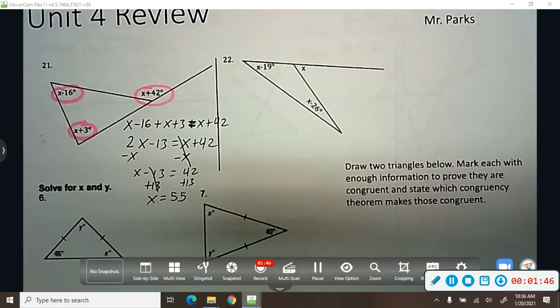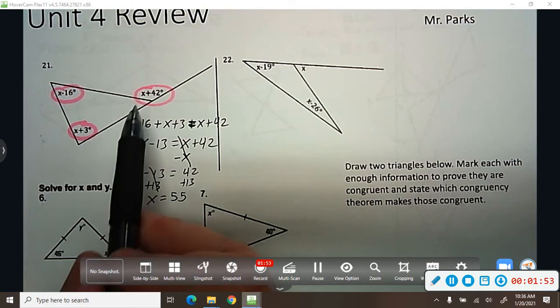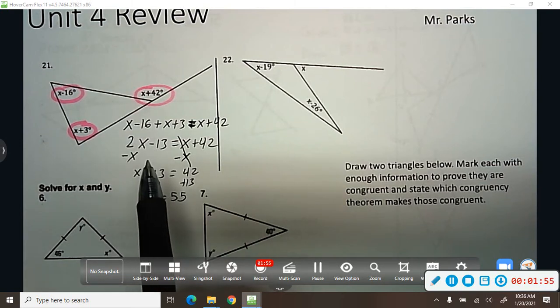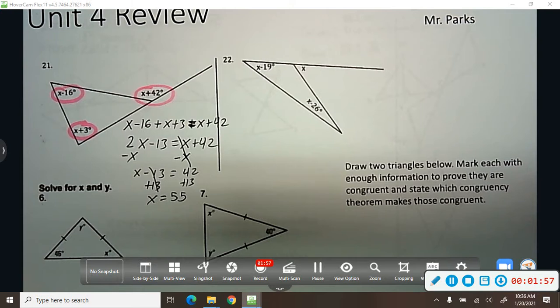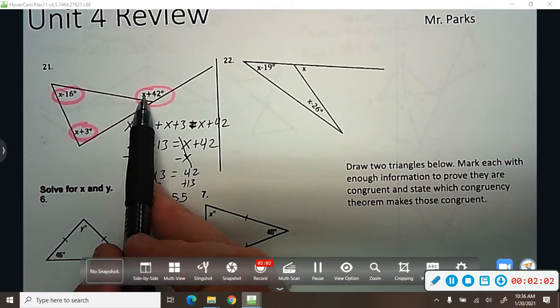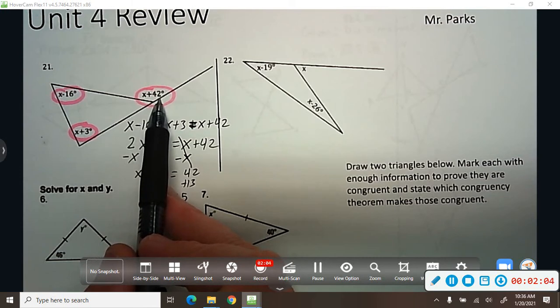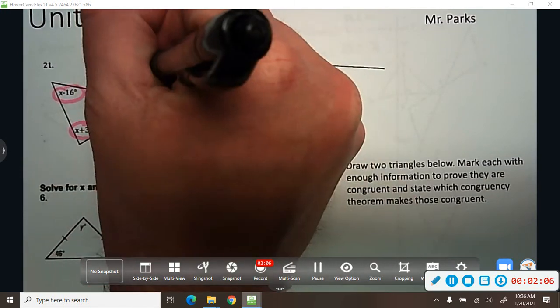Now you might be thinking, how do I know if I'm right or wrong? Well, there's an easy way to check. What we could do, and they didn't tell us to, but if I'm taking an important test, I would definitely check my answer. I'm going to plug in and see what these angles are. So if I plug 55 here, I'd get 55 plus 42. That'd be 97. So this is 97 degrees.